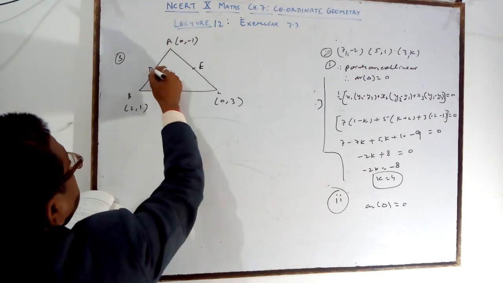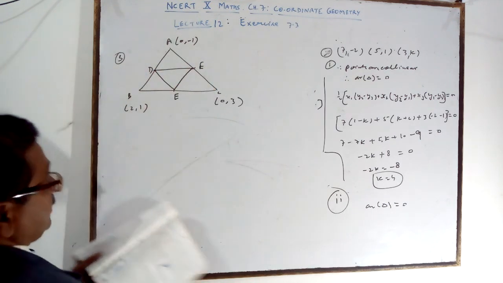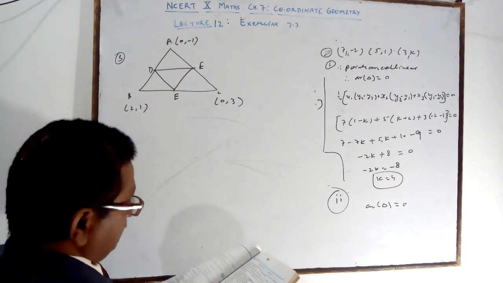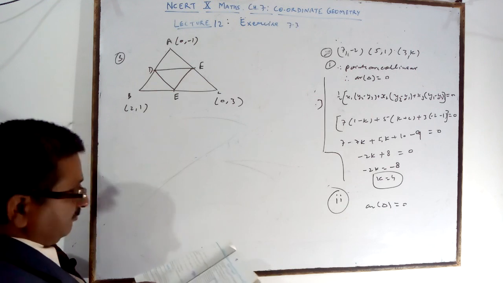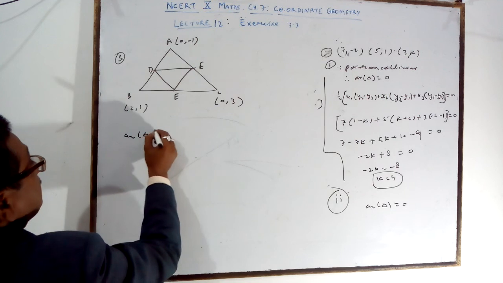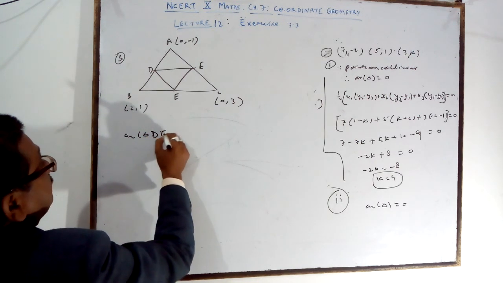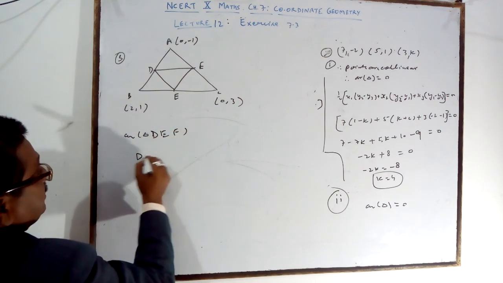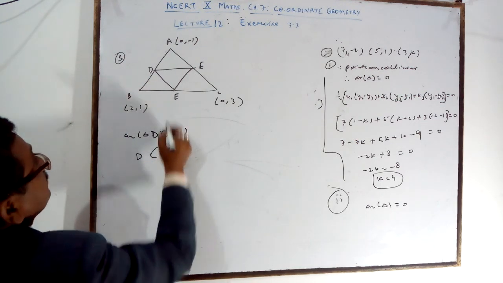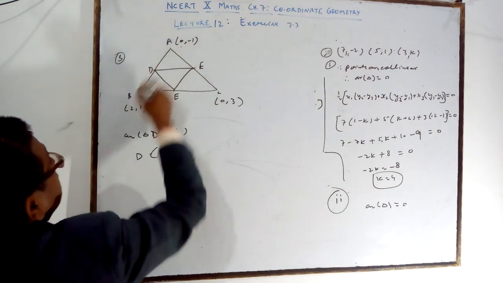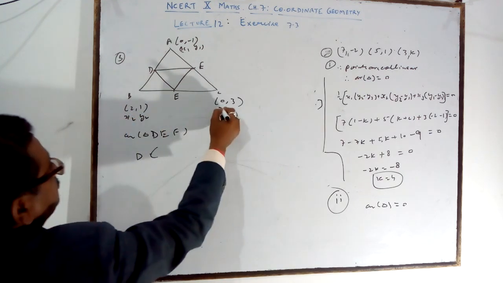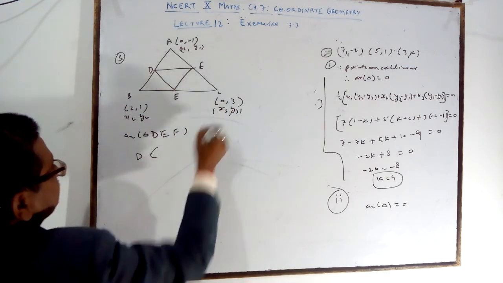You want to find out the area of this triangle, and also the ratio of the area of this triangle to the area of the given triangle. There are two parts. First you find the area of triangle DEF. First, the coordinate of D. It is a midpoint, so you will take x1, y1, x2, y2, x3, y3.